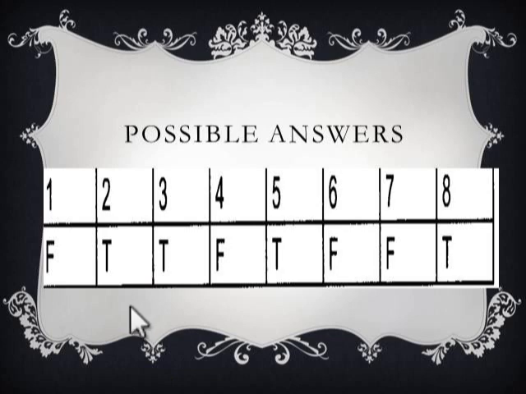Okay, let's check our possible answers for this activity. The first sentence is false. The second sentence is true. The third one is true. The fourth one is false. The fifth one is true. The sixth one is false. The seventh one is false, and the last one, the eighth one, is true.